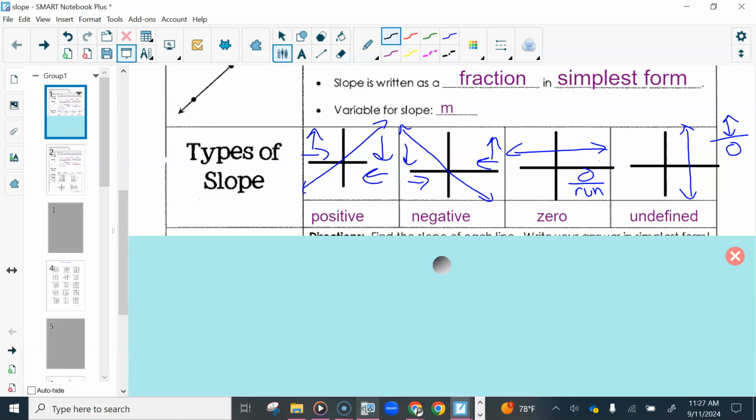So we're going to use that to find our slope in the next 4 and then any on the back. Does anyone still need this before I switch to this?